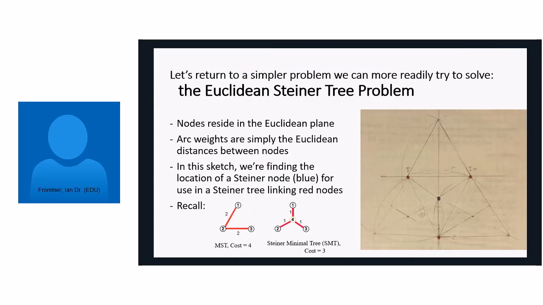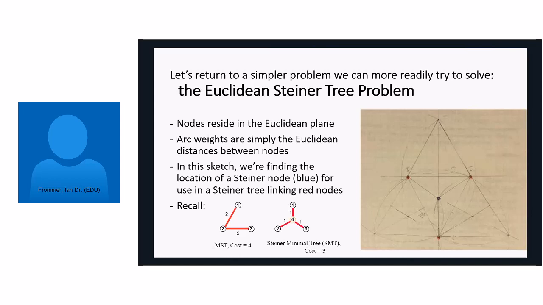Okay, so that ends sort of the survey of Steiner trees. We're going to spend the rest of our time primarily looking at this specific problem, this Euclidean Steiner tree problem, because it's got a lot of nice, good math in it. The Euclidean Steiner tree problem is set up very simply. The nodes reside in Euclidean space. Okay, so just some points on the plane. The arc weights are simply the Euclidean distances between the nodes.